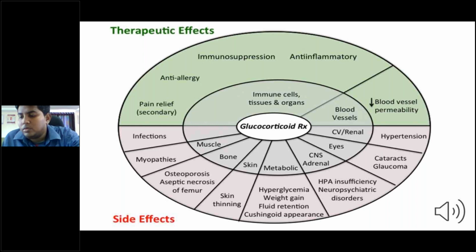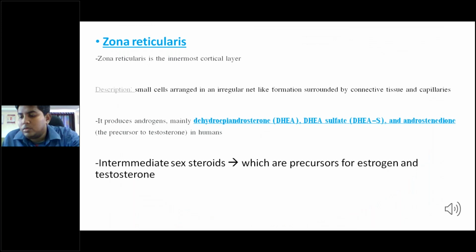So zona reticularis is the innermost layer. These small cells are arranged in a net-like, reticular pattern, surrounded by connective tissue and capillaries. It produces androgens known as dehydroepiandrosterone, DHEA sulfate, and androstenedione. These are the precursors of steroids, testosterone in males. In females, aromatase converts them into estradiol. These are intermediate sex steroids, the precursors of testosterone and estrogen.